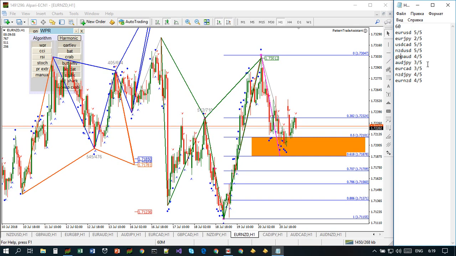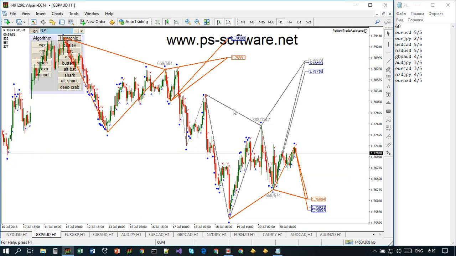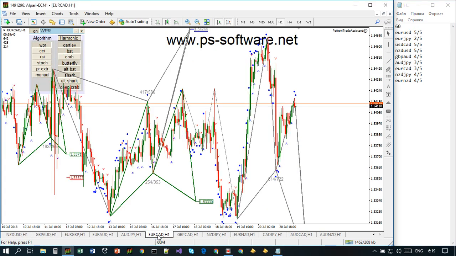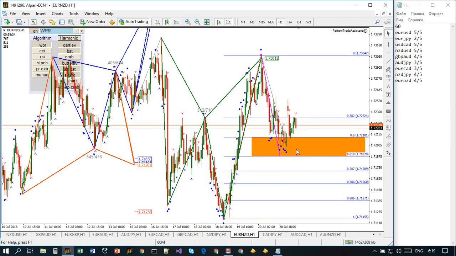So what is left? The pound Aussie, GBP AUD. This is this godly pattern, also very far from completion. Euro Canadian, so it is also very far from completion. Euro New Zealand, then it is near the completion.